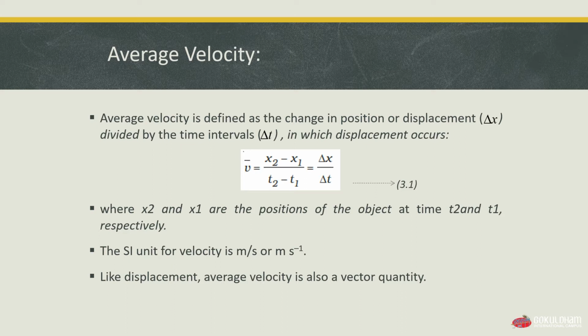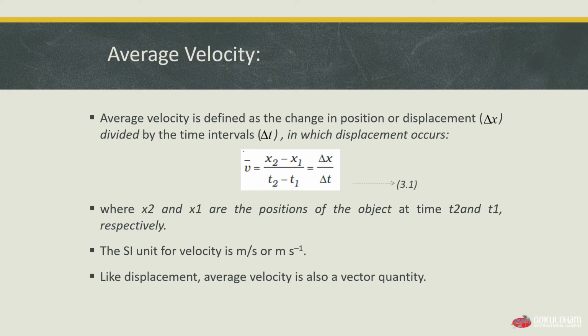which displacement occurs. The formula for average velocity v is equal to (x2 minus x1), which is our displacement, divided by (t2 minus t1), which is our time interval, and hence average velocity v is equal to delta x, meaning displacement, divided by delta t, meaning time interval. Average velocity v is equal to displacement divided by time interval, where x2 and x1 are positions of the object at time t2 and t1 respectively.